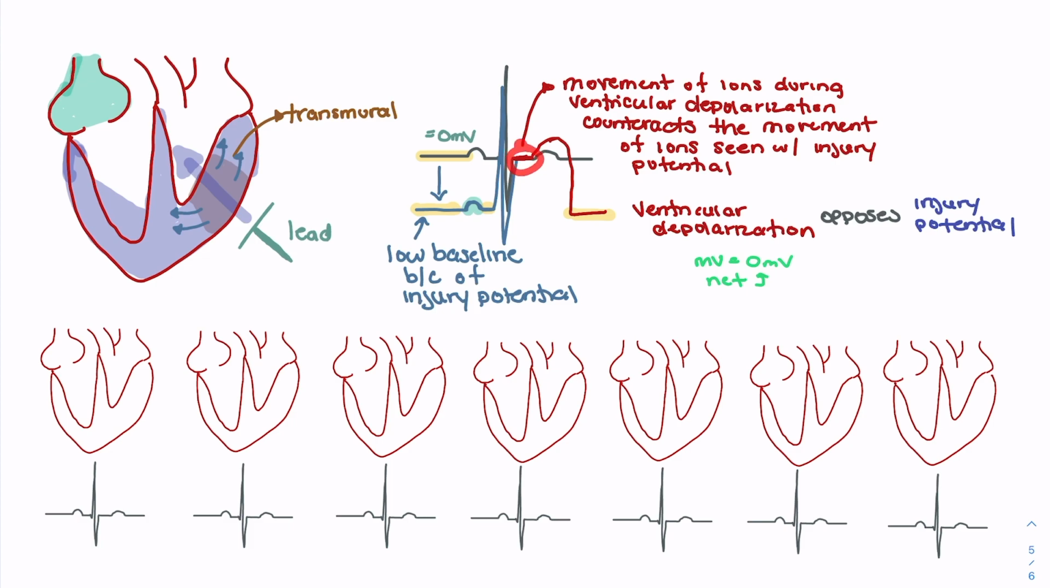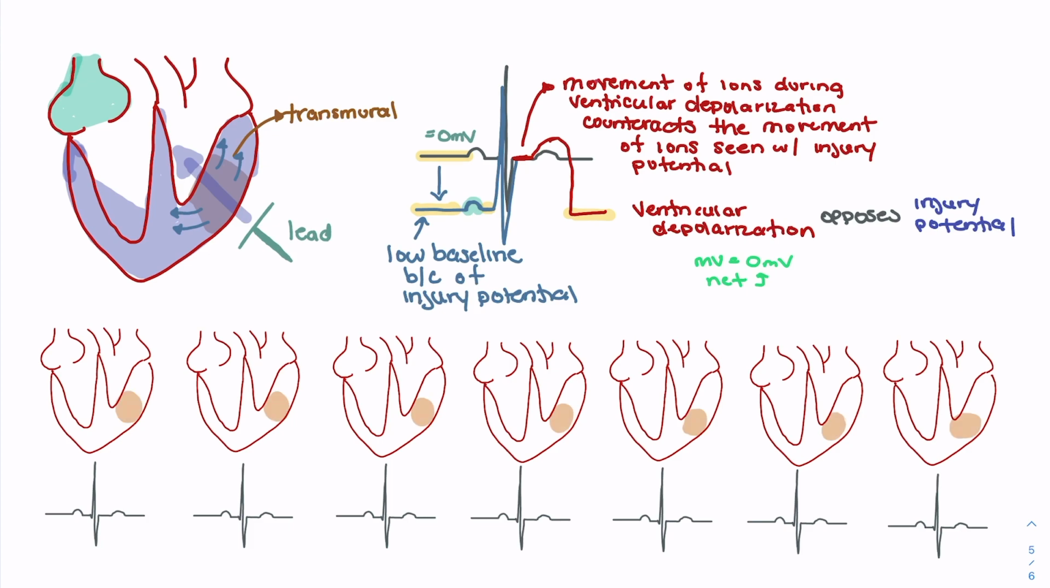The only baseline that can't see that movement is the ST segment, because ventricular depolarization opposes the injury potential. So they counteract each other, which leads to a net movement of 0 millivolts. So we go back up to what we typically see in a baseline that has a net movement of 0 millivolts. And that's why you get this ST segment elevation in someone who's having a transmural myocardial infarction.